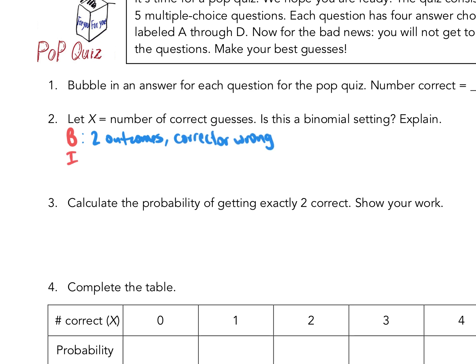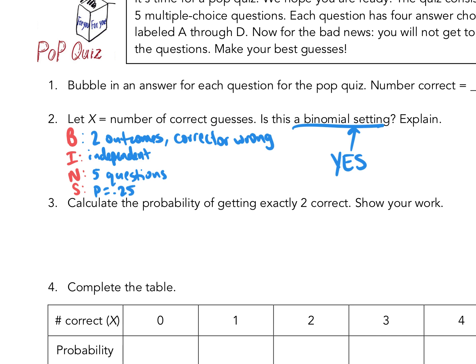Okay, remember I stands for independent trials. We're going to say independent, right? Because the guess on the first question is not going to affect the answer to the second. Remember, the N is the number of fixed trials. In this case, yes, we only have 5 questions. And then remember the S is same probability. So if each answer is equally likely, we have the same probability, which is p equals 0.25. 1 out of 4 is correct. So we would say, yes, it's binomial.